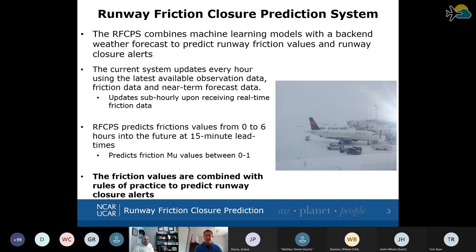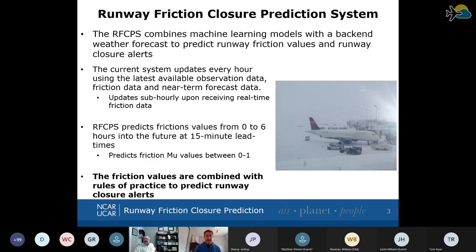Okay, so as many of you saw or may not have seen, what is the runway friction closure prediction system? At the heart, it's a system that combines machine learning models that predict friction with a back-end weather forecast system. Ultimately it uses those machine learning models and inputs from the weather forecast to predict friction values. And it combines that with rules of practice to predict runway closure alerts.